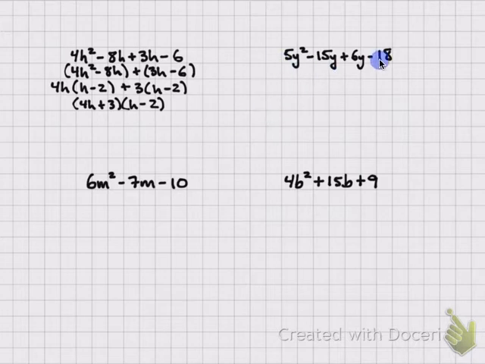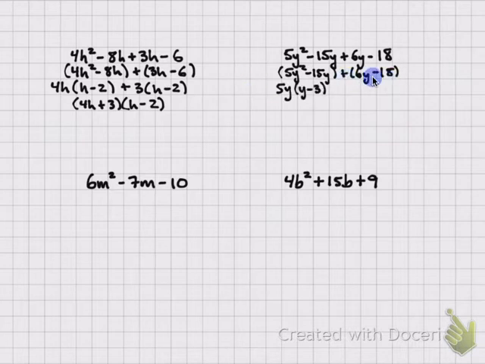Let's do one more real quickly. Here, once again, we'll group our first two terms together, 5y squared minus 15y. We will group our second two terms together, 6y minus 18. Looking at our first grouping, I think I see a common factor of 5y. So we can write that as 5y times the quantity of y minus 3. In our second grouping, I see a common factor of 6. So we can write that as 6 times the quantity of y minus 3. Awesome. Hopefully you see where this is going. Last step, we can write that as the product of 5y plus 6 times the quantity of y minus 3.